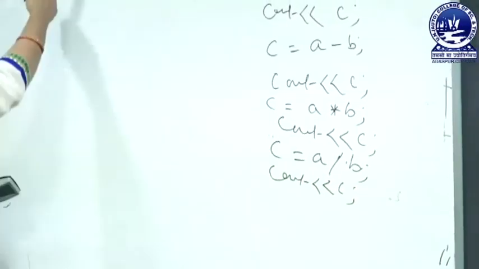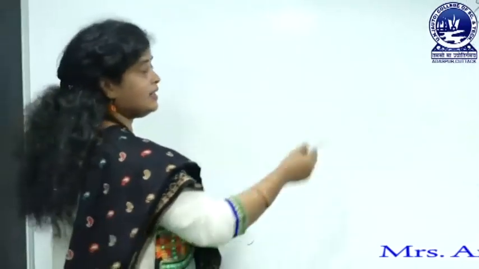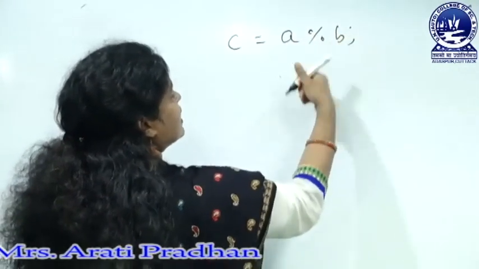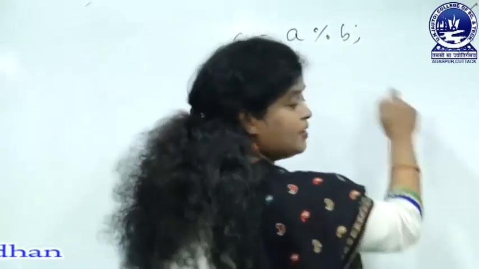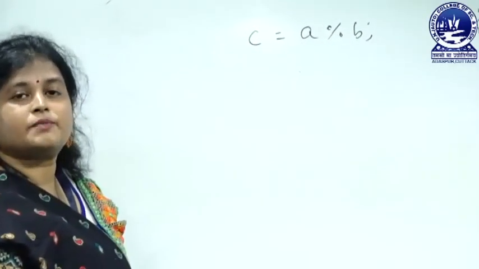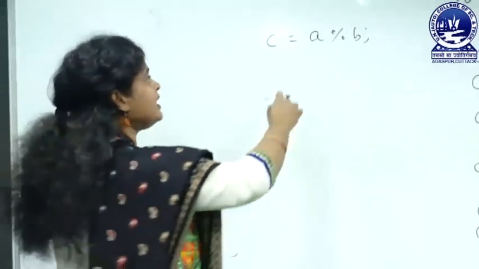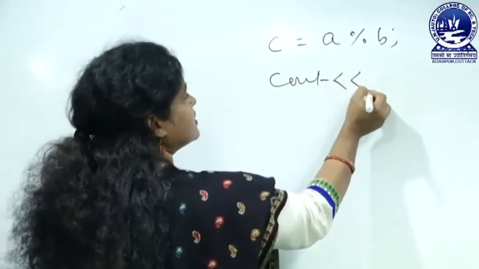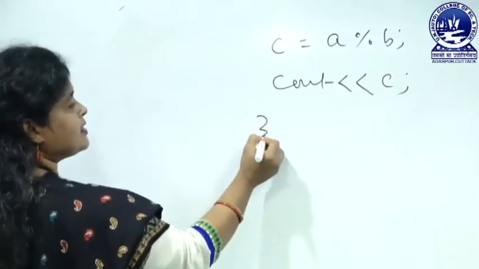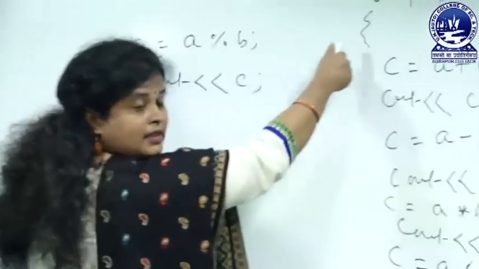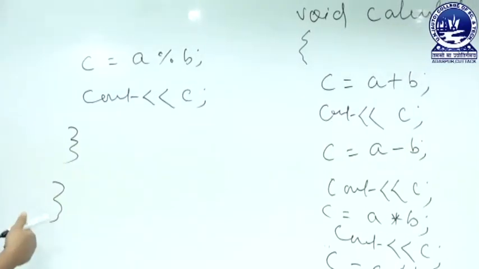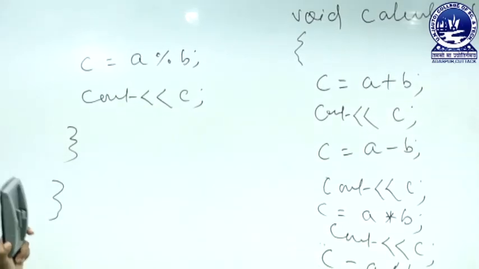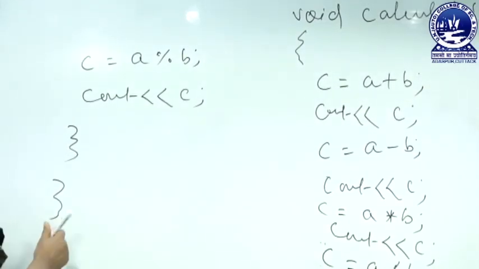Next I am writing here, because it is going further down, C equal to A modulus B. What is the difference between division and modulus? In the case of division, it produces the result of the division, whereas here it produces the remainder. cout C. Now it is the closing brace of the calculate method, then the next one is the closing brace of the class demo, because we started writing from the class demo, and this is its ending point.